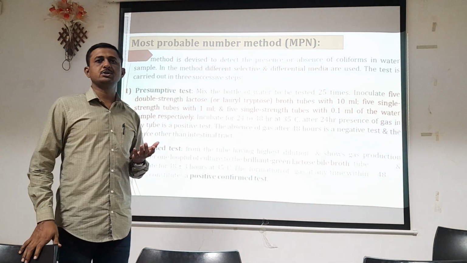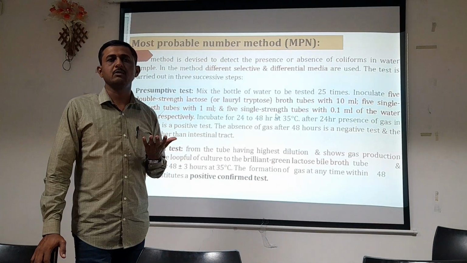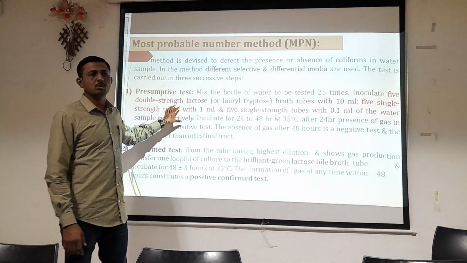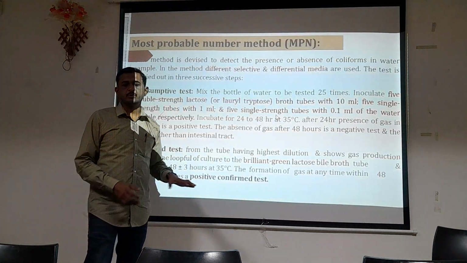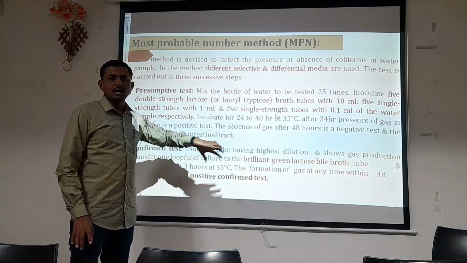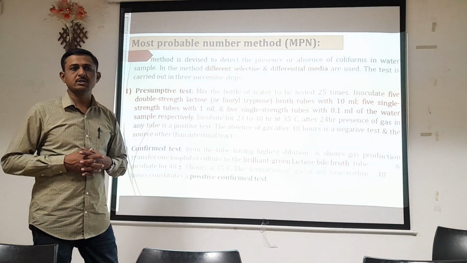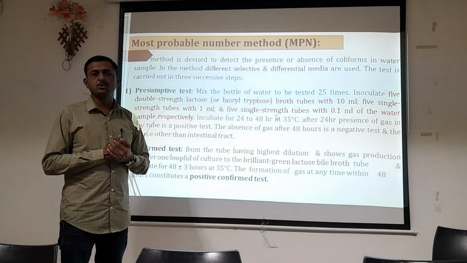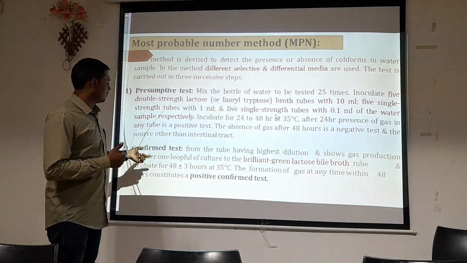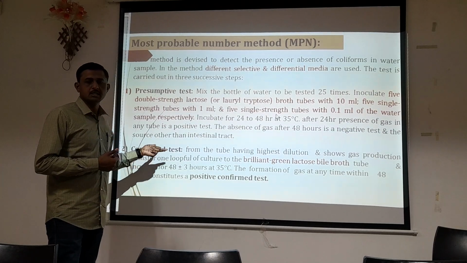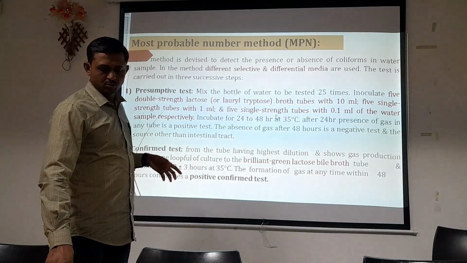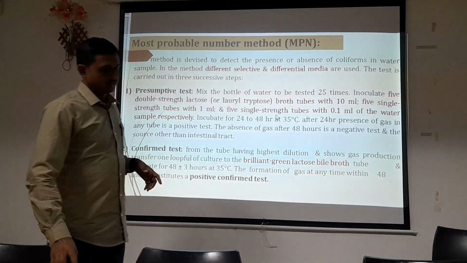After this, from the tubes which are positive for the presumptive test, you have to inoculate that particular water sample into BGLB broth medium. Here, after 48 hours of incubation, if there is gas formation in that tube, you can consider that tube a positive tube for the confirmatory test. In the case of BGLB broth, it only allows the growth of enteric pathogens.